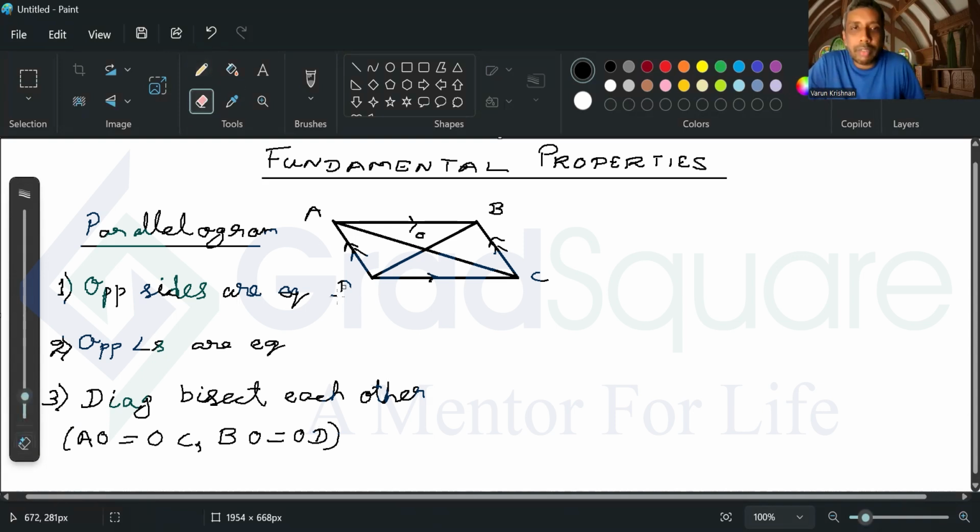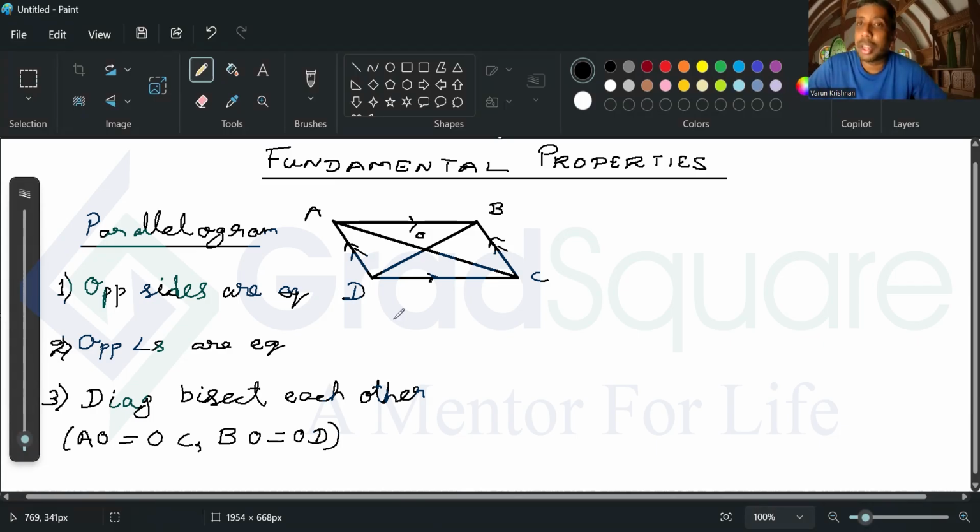So what does it mean when I say these are the fundamental properties? What I mean by fundamental properties is that each of these properties will be true only for parallelograms, not for any other type of quadrilaterals. It will not be true for any other type of quadrilateral apart from a parallelogram. It will not be true for a trapezium. It will not be necessarily true for a cyclic quadrilateral. Only for parallelograms are these three properties true.